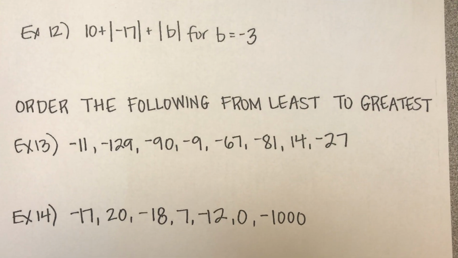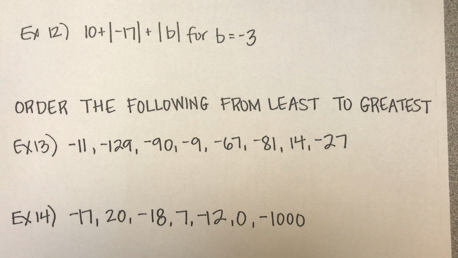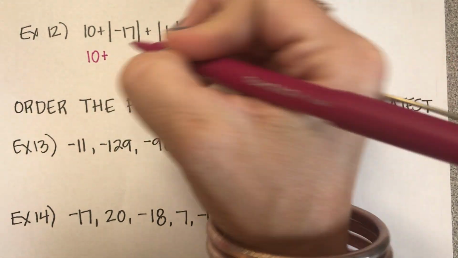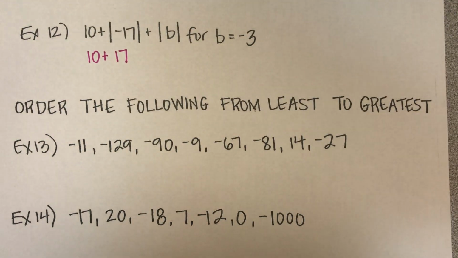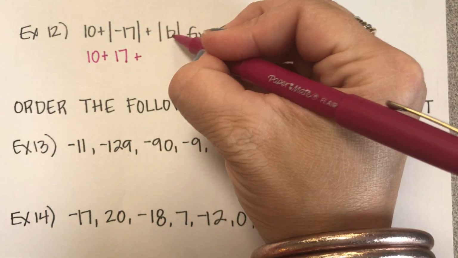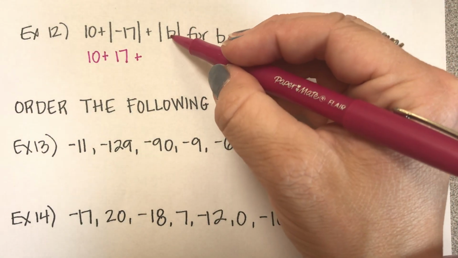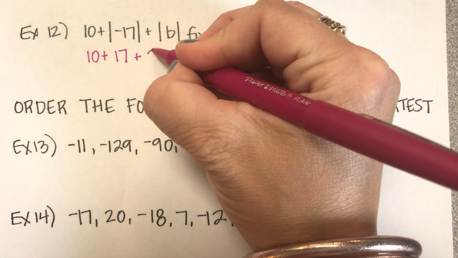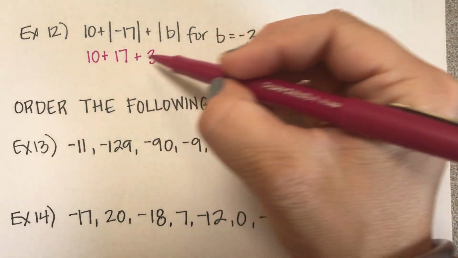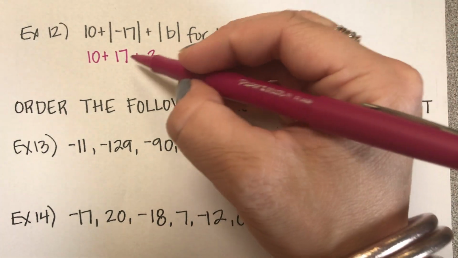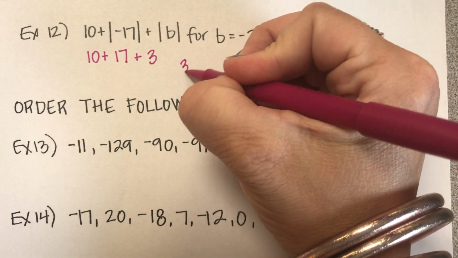And then number 12, it's 10 plus the absolute value of negative 17. So what's the absolute value of negative 17? 17. Plus the absolute value of b, and b is negative 3. So what's the absolute value of negative 3? 3. Now it's just addition left to right. 10 plus 17 is 27. 27 plus 3 is 30.